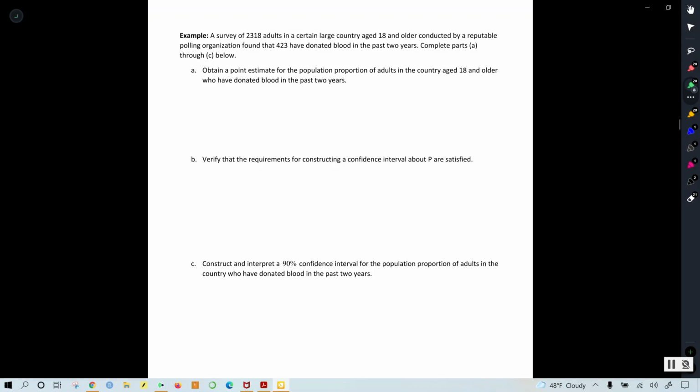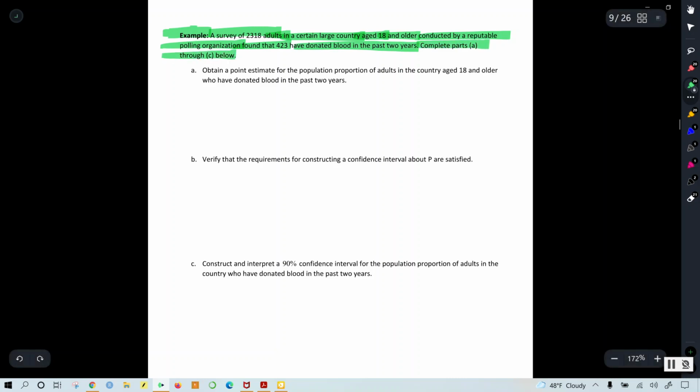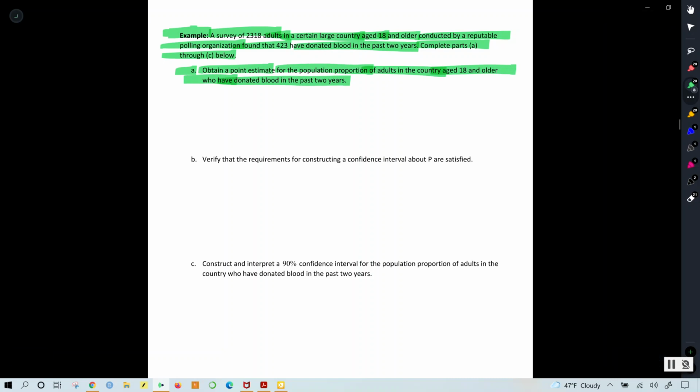In this video, we continue to the next example. A survey of 2,318 adults in a certain large country aged 18 and older, conducted by a reputable polling organization, found that 423 had donated blood in the past 2 years. Our goal is to complete parts A through C below. Question A. Obtain the point estimate for the population proportion of adults in the country aged 18 and older who have donated blood in the past 2 years.